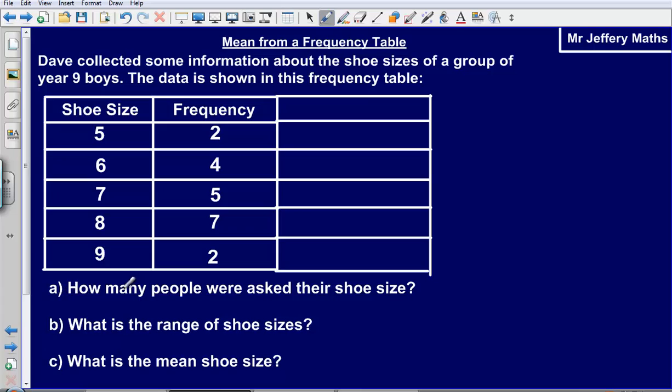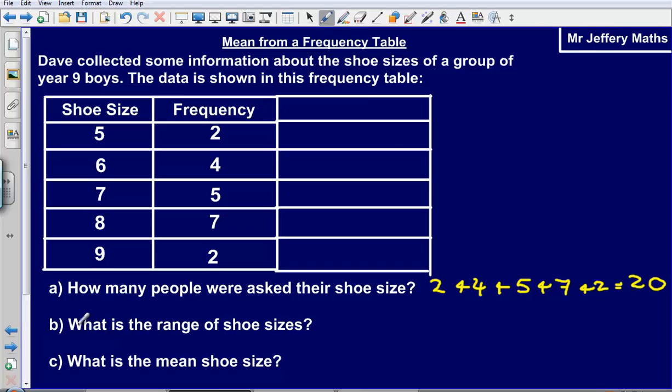So question A asks us how many people were asked their shoe size. In order to do this, we're simply going to add up the number of people, or add up the frequencies, if you like to think about it like that. So 2 plus 4 plus 5 plus 7 plus 2. And so when we add all of these together, 2 plus 4, 6, 11, 18, 20. So we've got 20 people were asked their shoe size.